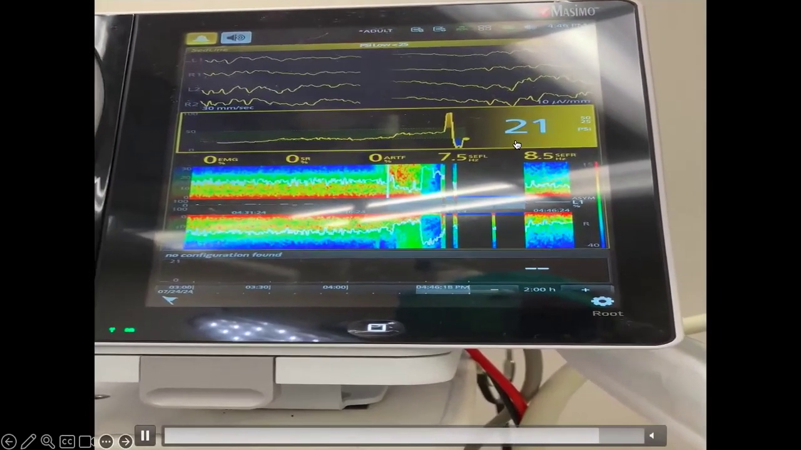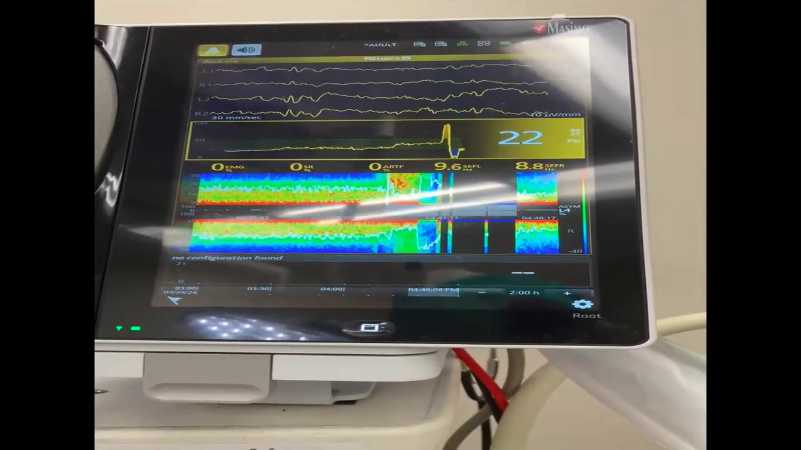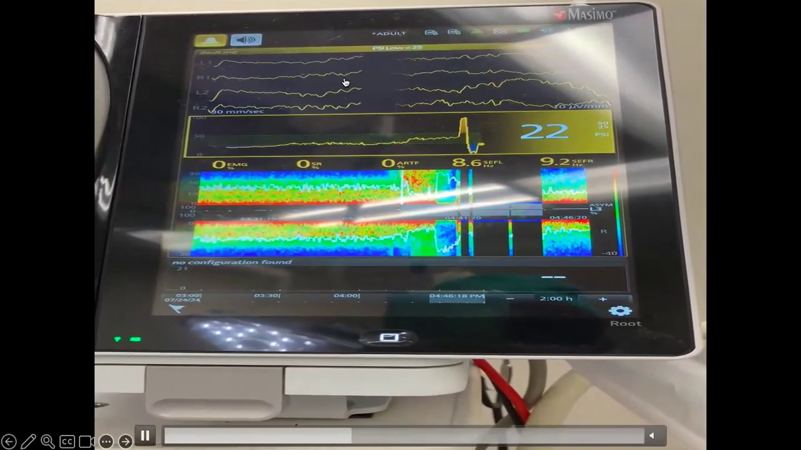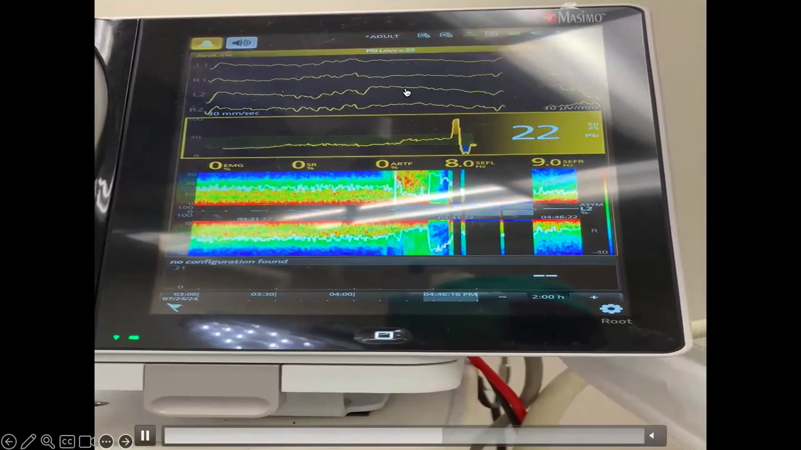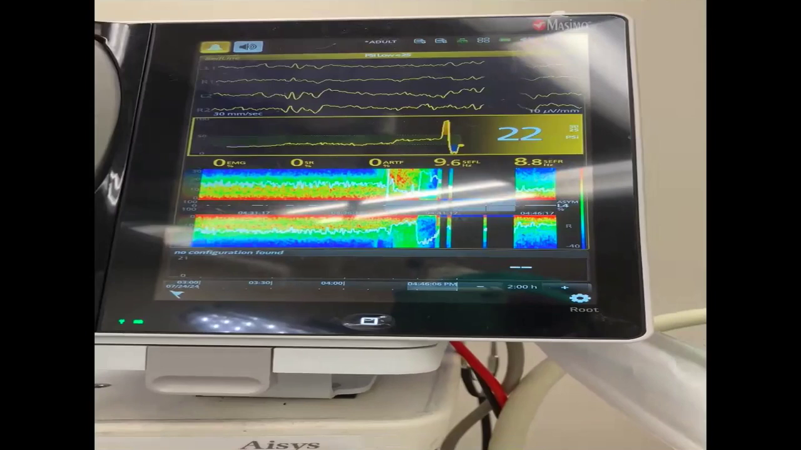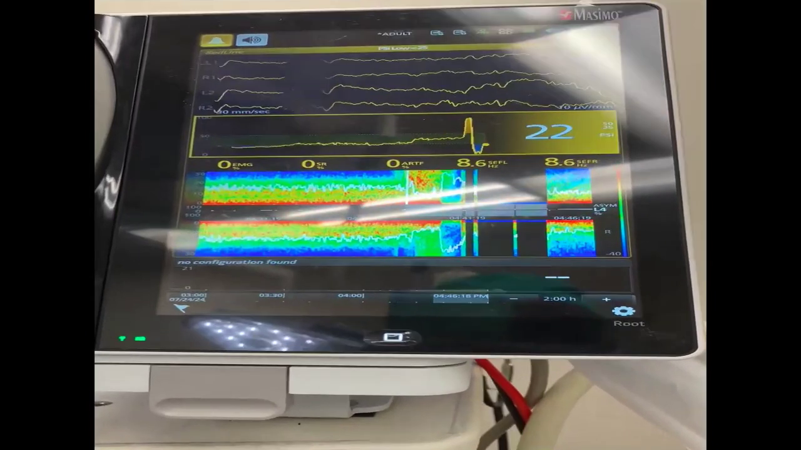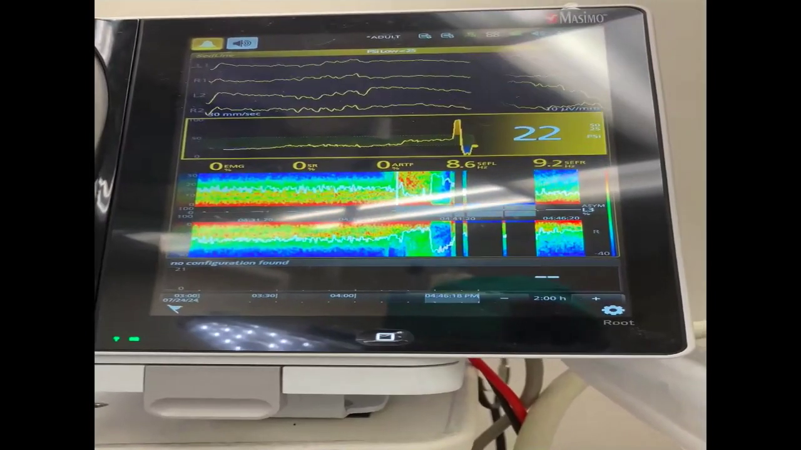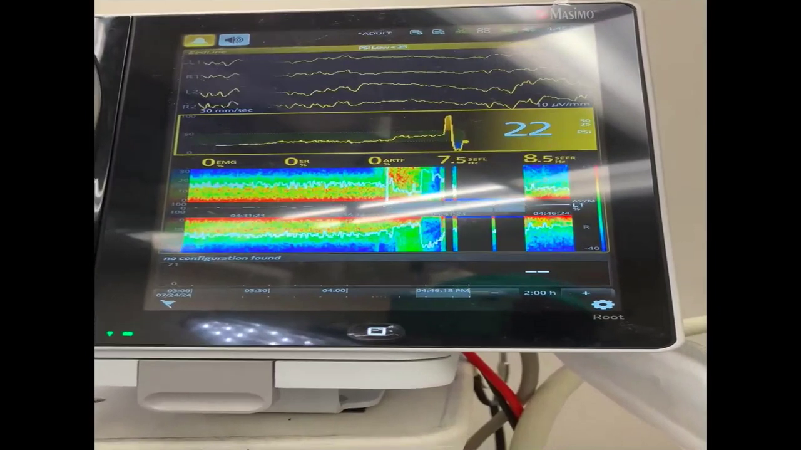Remember, I said 25 to 50. This patient is at 21, and you can also see that the waveforms are much flatter. It's almost like the patient was going into burst suppression because I gave a bolus of propofol just to deepen the patient.